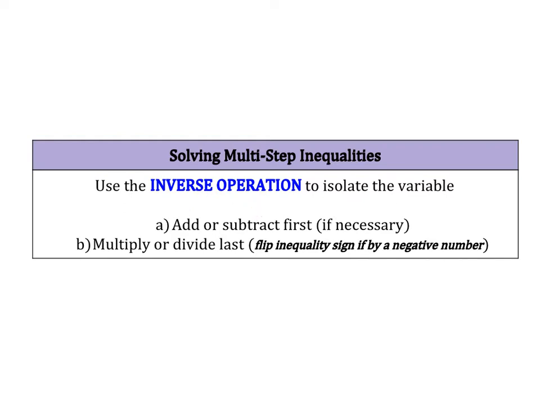Now, since there's going to be more than one step in these, it's usually easiest to add or subtract first if there is addition or subtraction, and then multiply or divide. Remembering that when we're working with inequalities, if you multiply or divide by a negative, you need to flip the inequality sign. So once again, it's usually best to add or subtract first, then multiply or divide.